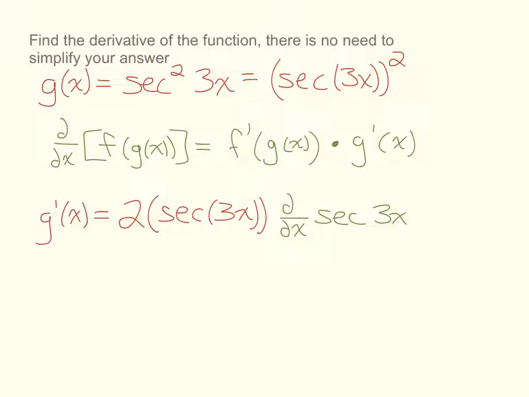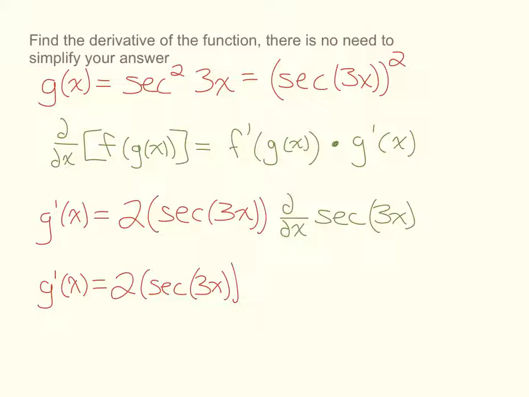And again, there is a chain rule involved here. We have an outside function that is secant, and inside of our secant we have another function that is 3x. So we will have to do another chain rule on this portion of our function. So we have g prime of x. This portion still stays the same, 2 times secant 3x.